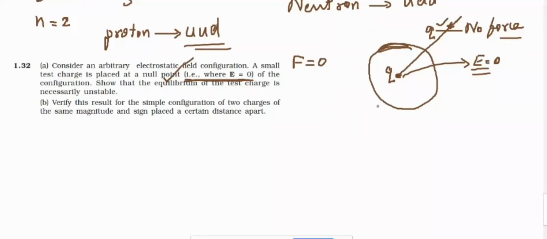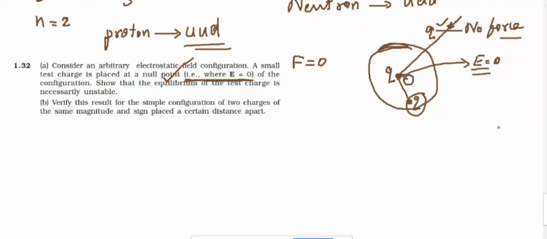Now, suppose I displace the test charge from that point. The test charge is now displaced to another point. It will remain there. What is the reason? Because no electric field here, no flux is passing through the surface. And if I displace the test charge to another point, there is no possibility for the test charge to come back to its original point, say the point O.